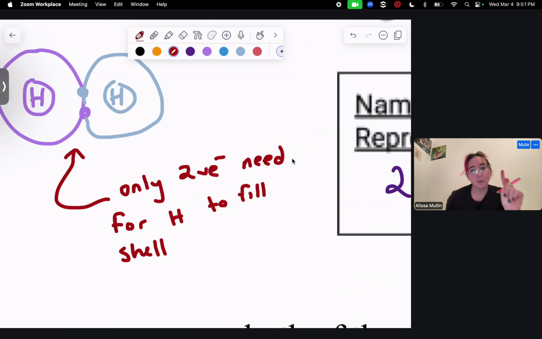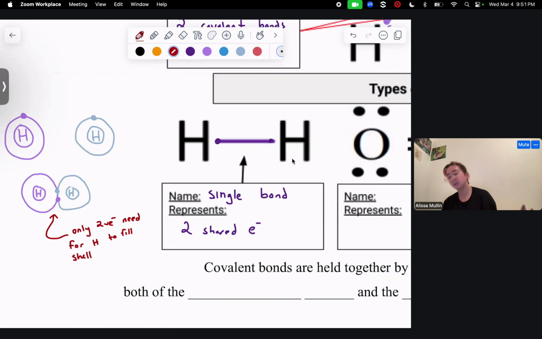Only 1 single bond. You would never give it dots or anything. You would just have 1 line anytime you have a hydrogen. So that's a little trick. The more you do these, the more you'll see patterns, which is very helpful for getting efficient at this. Okay, so single bond, 2 electrons, 1 line.